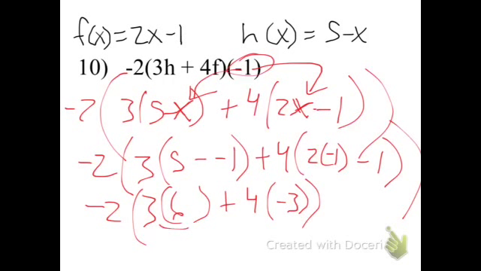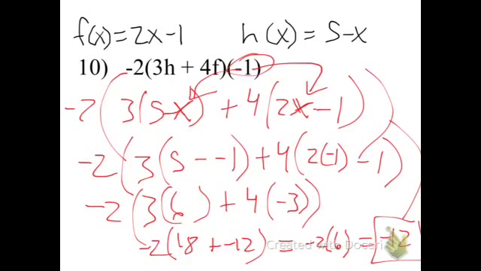And now we need to do some combining here. 3 times 6 is 18. 4 times negative 3 is negative 12. And then the negative 2 is still out front. 18 plus negative 12 is positive 6. So we got negative 2 times 6, which is going to be negative 12. So yeah, a lot of work, but you get a nice, lovely number at the end, negative 12.